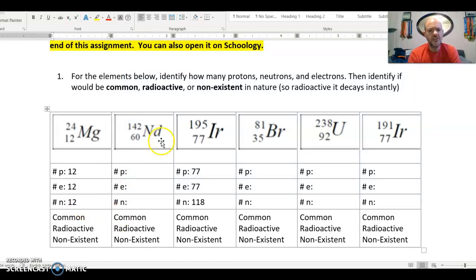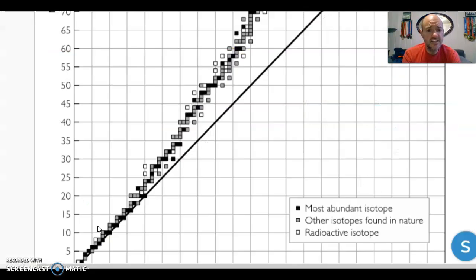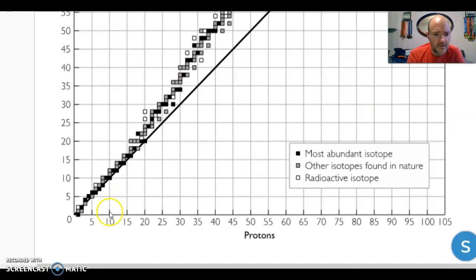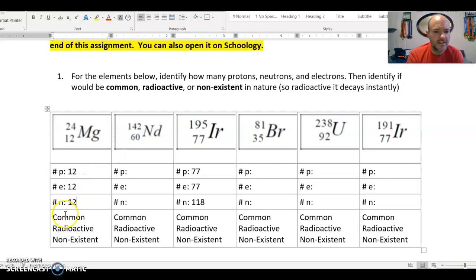Now, here's what I want to do. I want to go look at that graph now to figure out if something is common, radioactive, or non-existent. So let's go look at magnesium 24 real quick. So I'm going to come down here. Here's element 10, 11, 12, right here, 12. And so that's 12 protons. That's also 10, 11, 12 neutrons. So I'm 12 protons, 12 neutrons. I have a black box, so that means it is the most abundant isotope. That means if I flip back here, I'm going to say, yeah, this is super common.